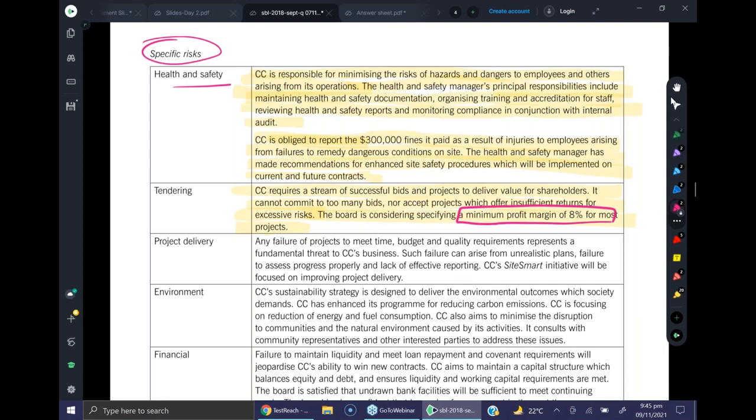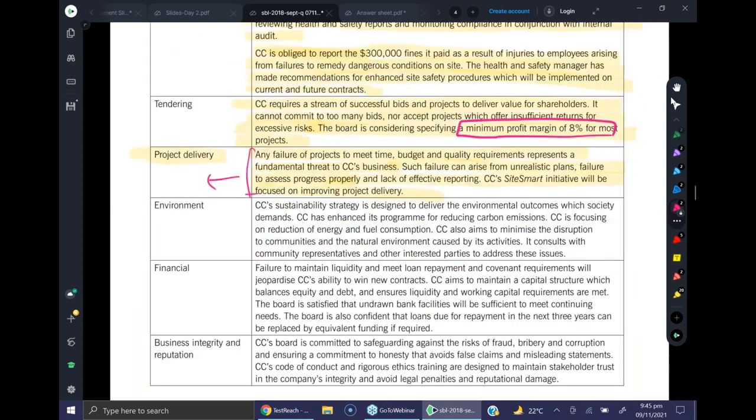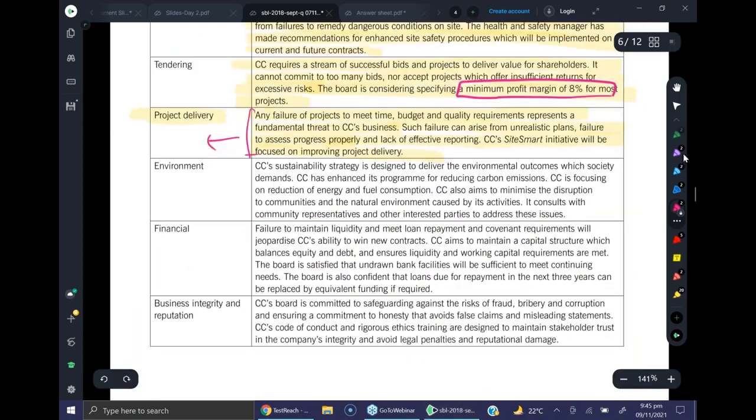The next risk is project delivery. Any failure of a project to meet time, budget, and quality requirements represents a fundamental threat to CC's business. Such failure can arise from unrealistic plans, failure to assess progress properly, and lack of effective reporting. CC's Site Smart initiative will be focused on improving project delivery. Now, this point is also linked with the minister's criteria, which is given in Exhibit 2. But for the time being, you can take it as one of the risks the company is facing.